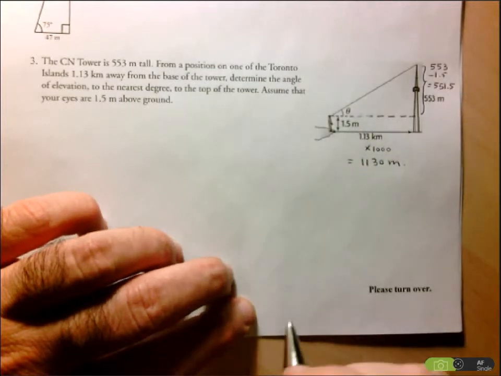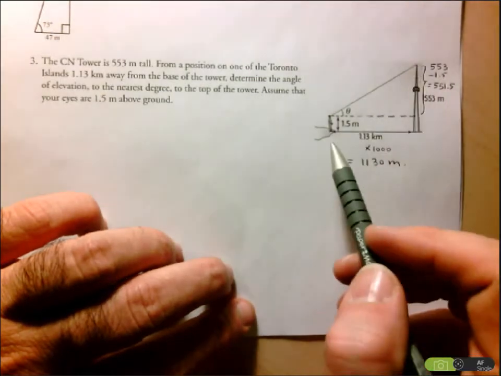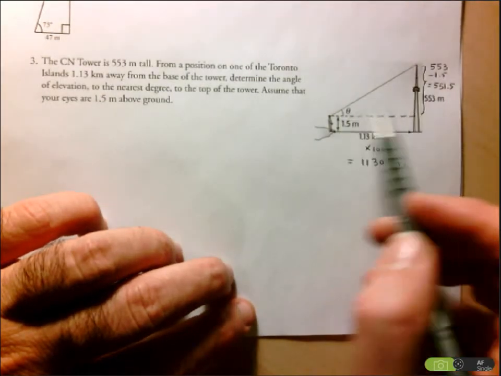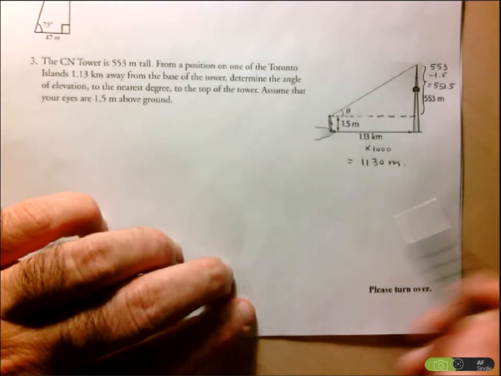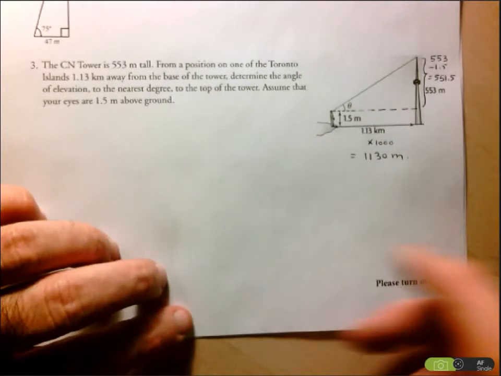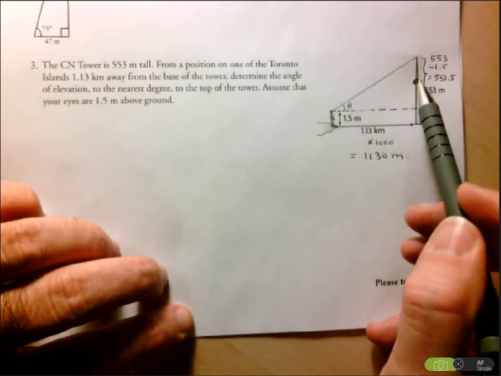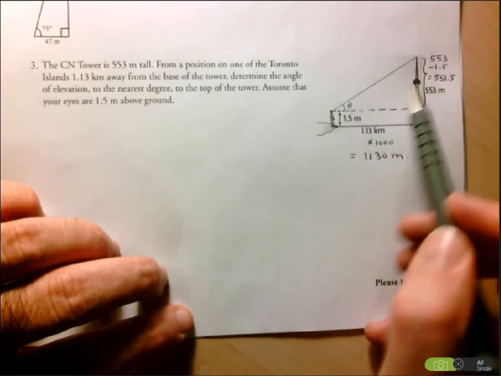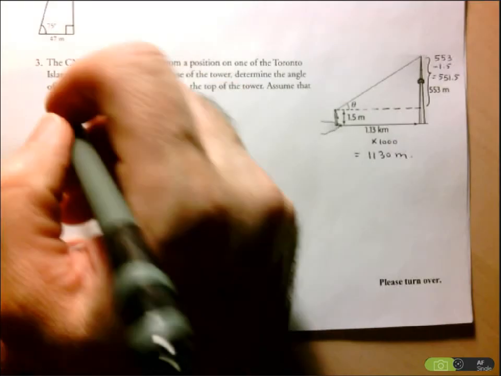Okay. So now that I've established the triangle that I'm going to be using, I've established the lengths that I know in this triangle, and I've accounted for the differences in the units, I can now go ahead and solve this problem. So I'm looking for this angle of elevation, and I know the length of the opposite side, and I also know the length of the adjacent side, so that tells me that I'm going to be using tangent.